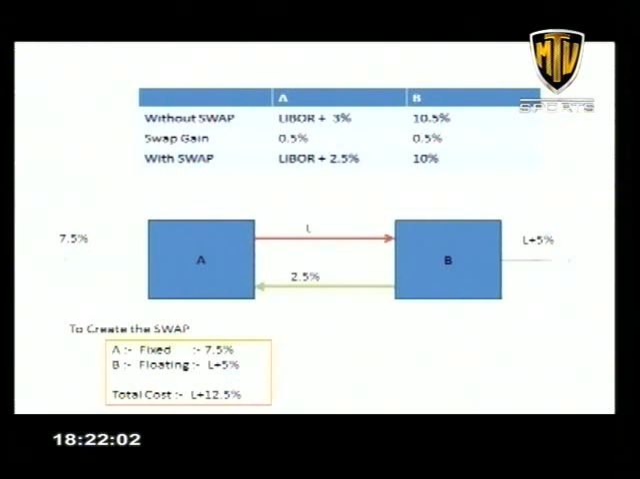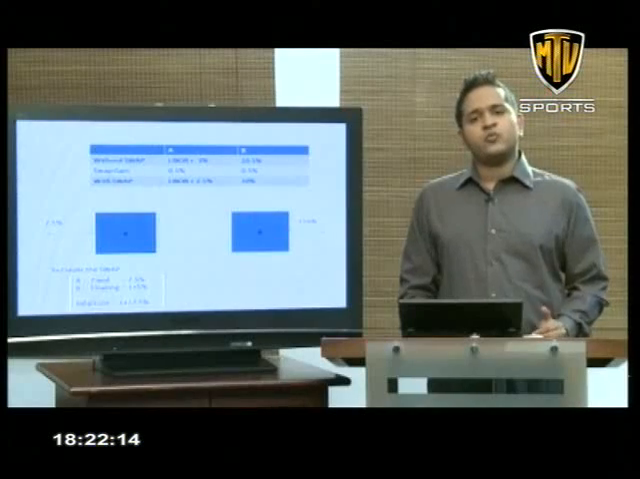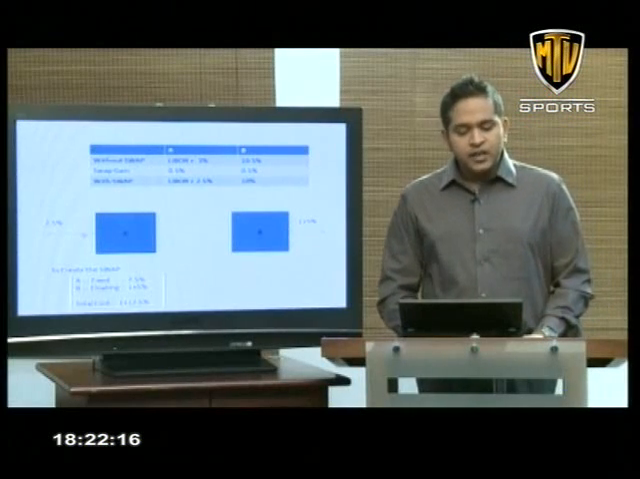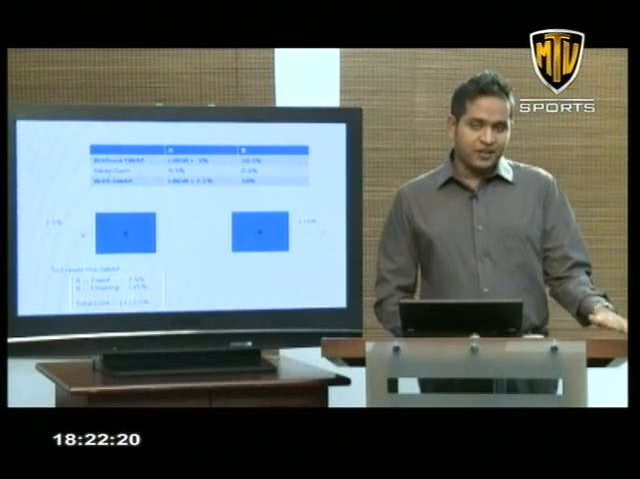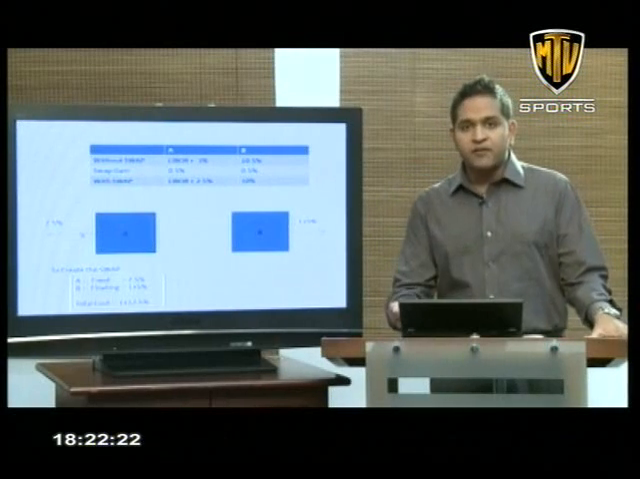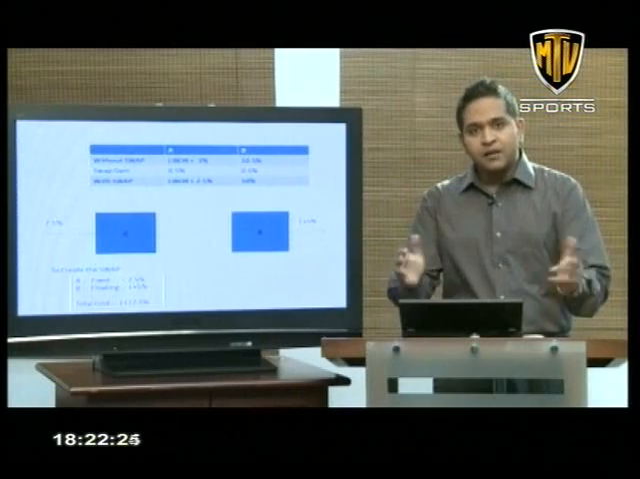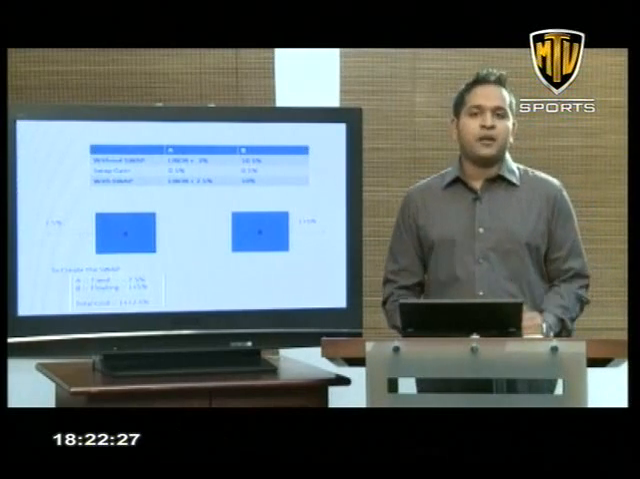If you see the table on top, the final outcome should be that A ends up at LIBOR plus 2.5, because that was their preference, and when you apply the gain of 0.5%, A should end up at L plus 2.5. So at the moment he will go and borrow externally using his fixed market where he has a better power, but he wants to end up, the final outcome should be L plus 2.5.